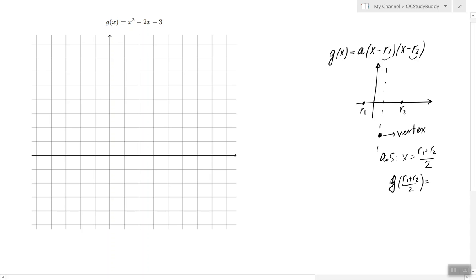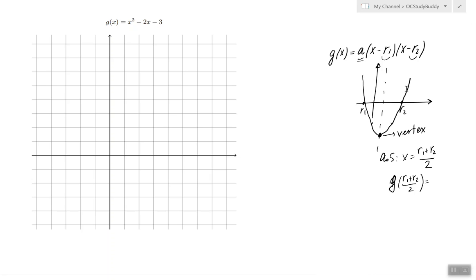And once we find the vertex, then we can use the stretch factor, and in addition to the stretch factor we already have the x-intercepts. So after that it will be relatively easy to graph the parabola. So the key to the method is to write it in factored form. And here's one disadvantage of it: not every quadratic trinomial can be factored.